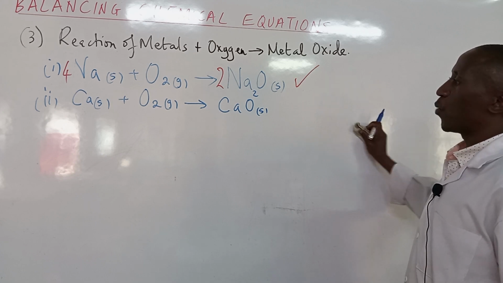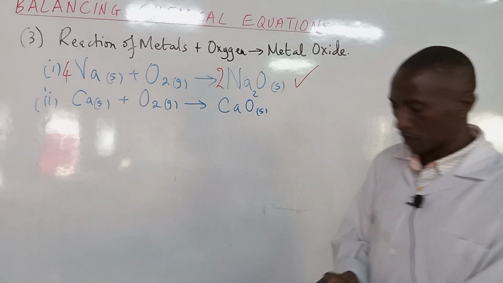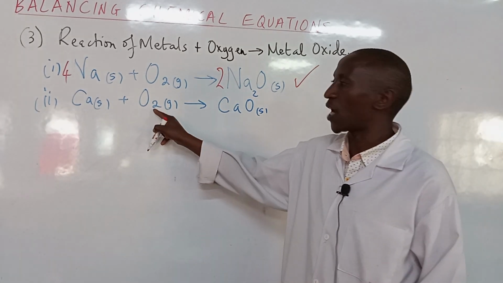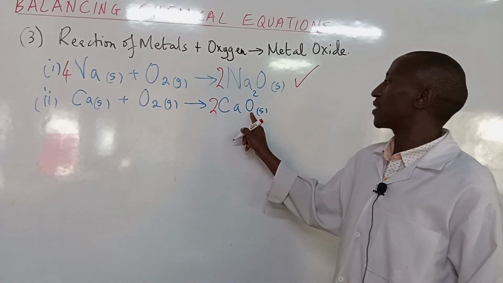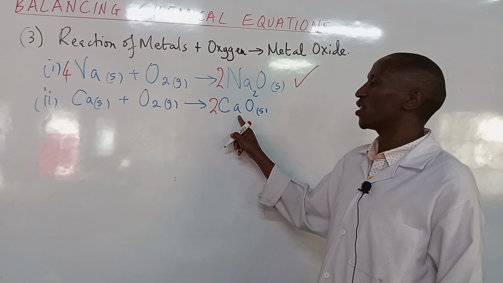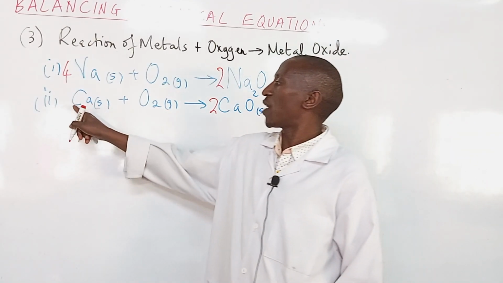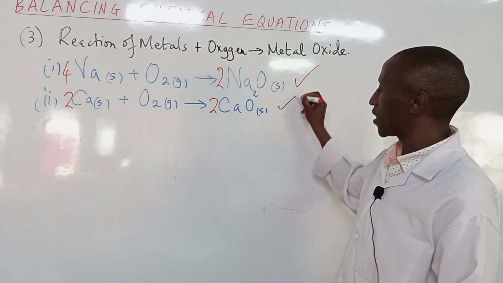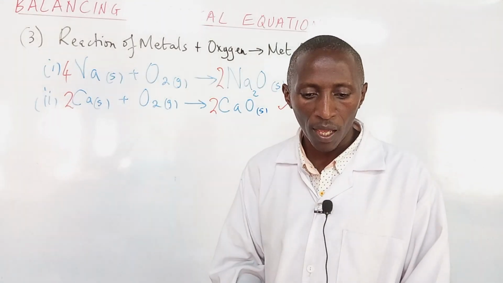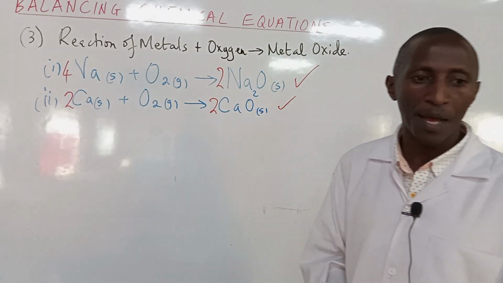Now, let's move on to the balancing aspect of it. You find that we have 2 oxygen atoms, and here we have 1. So we balance with the 2 here. That takes care of the oxygens. 2 calcium atoms, and here we have 1. So we introduce a 2, and that balances that particular formula. Let's move on to magnesium and oxygen.